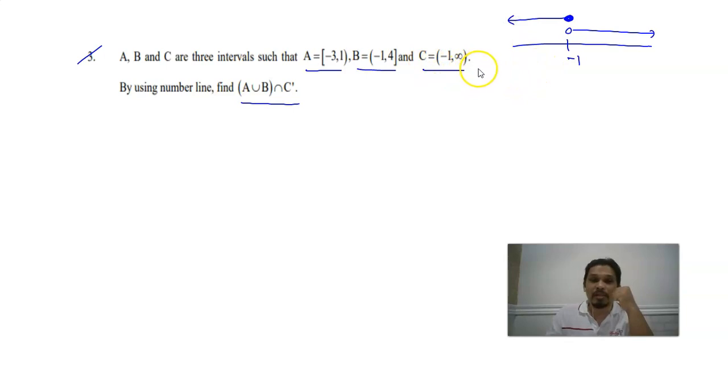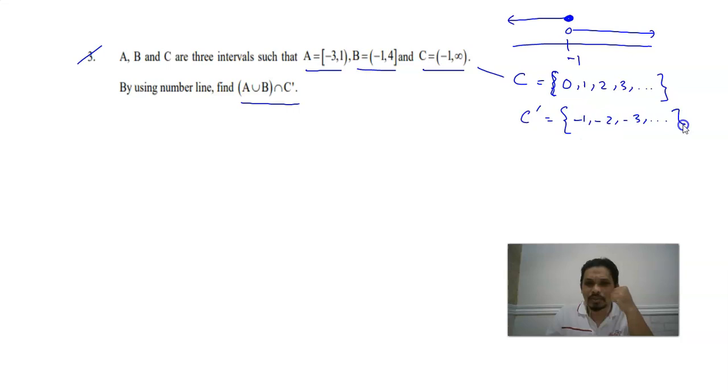Okay, so the element of C, this one means that it begins. Does it begin with -1? No. Okay, so -1 to positive infinity to the right, it means that it begins with 0, 1, 2, 3. Okay, so then C complement, beside this means that it is -1, -2, -3, and so on.